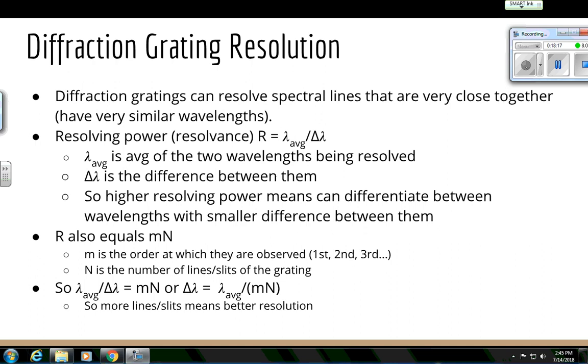So we can set these equations equal to one another, and we can solve for delta lambda and basically discover that the more lines per centimeter or millimeter, the closer the slits are together on my diffraction grating, the better resolution I get. And this equation is in your data booklet. Actually, what you'll find in your data booklet looks something like this: R equals lambda average over delta lambda, which equals m times N. In topic 9.4, that's your second equation.